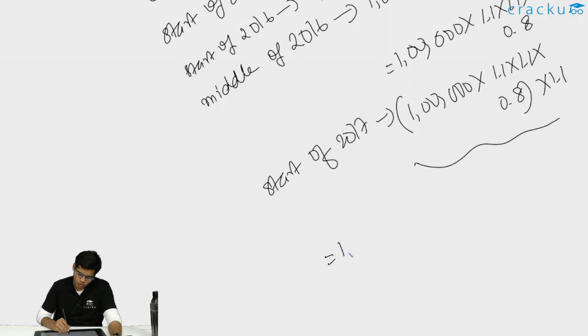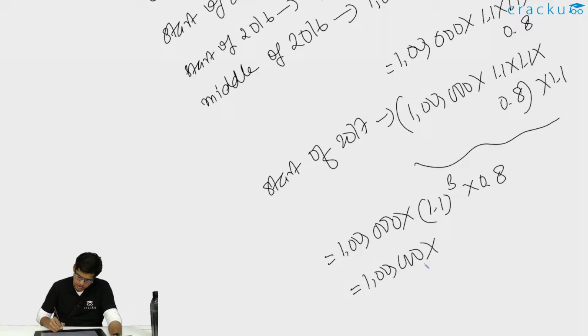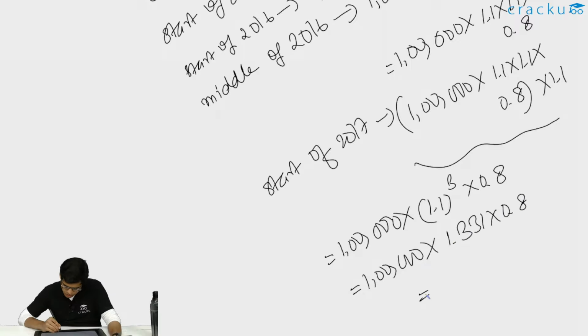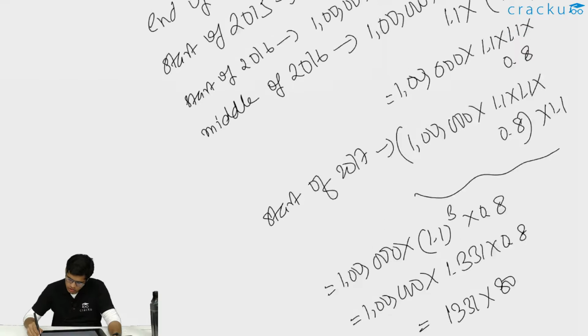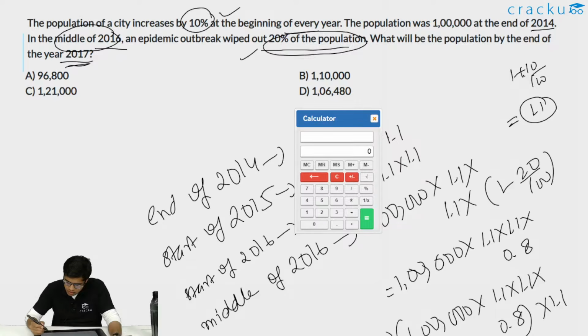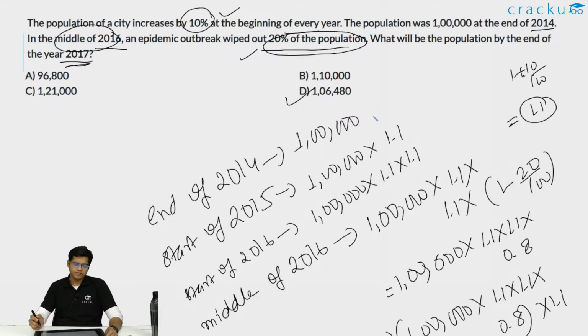So it is basically 1 lakh into 1.1 coming 3 times. So 1.1 cube into 0.8. So 1 lakh into 1.331 into 0.8. So this is 1331 into 80. And 1331 into 80, we can use a calculator. It is 1,06,480, and the correct answer is option D, 1,06,480, right?